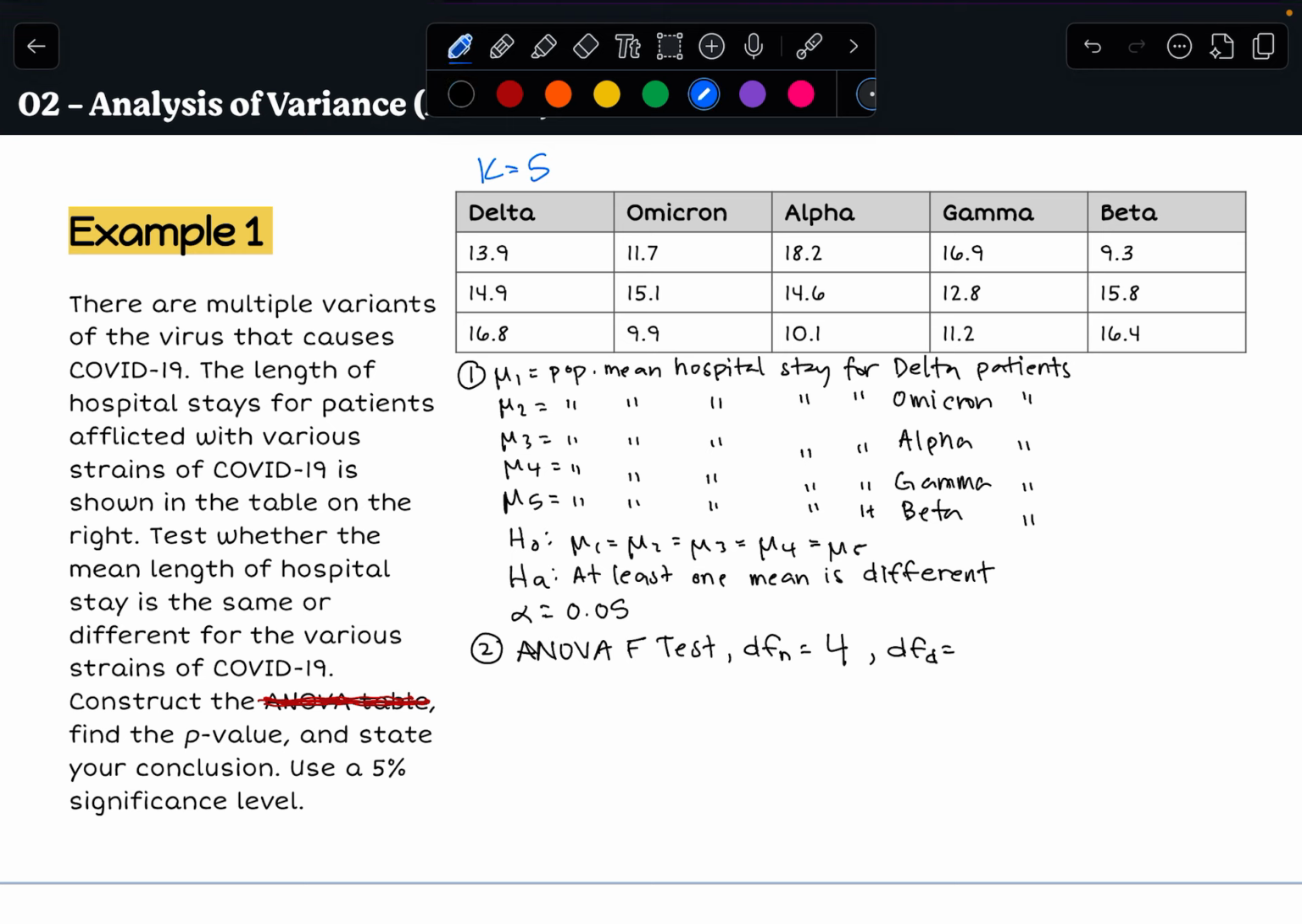For my denominator, I need n minus k, and n is the sum of the sample sizes. So 3 plus 3 plus 3 plus 3 plus 3, because I've got 5 samples. Each of them has 3 in it, which should be 15. And 15 minus 5 is 10. So my degrees of freedom for the denominator should be 10.